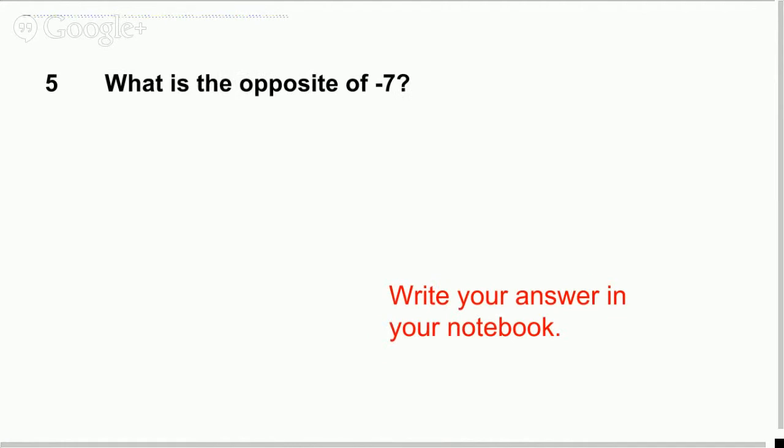Okay, next one. Question number 5. Write your answer in your notebook. Go ahead and pause it. Welcome back. The correct answer, very simple, +7.